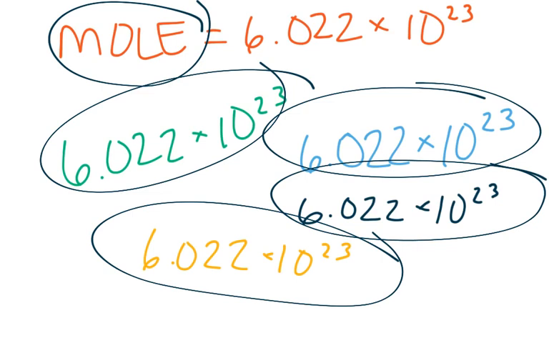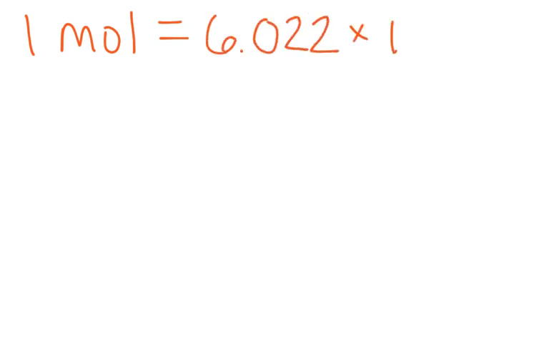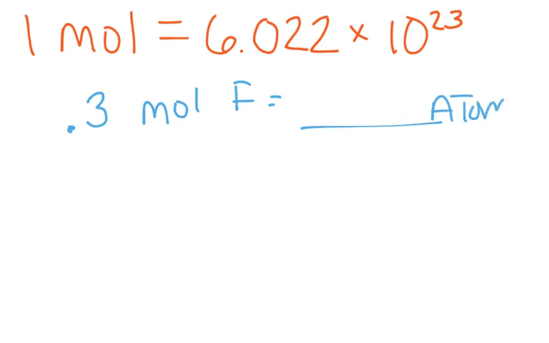So what we're going to do with that number is back to dimensional analysis. Yay! Okay, we are going to learn that 1 mole of anything is equal to 6.022 times 10 to the 23rd. And again, atoms, molecules, particles. So let's say I tell you you have 0.3 moles of fluorine, and I want to know how many atoms that is.